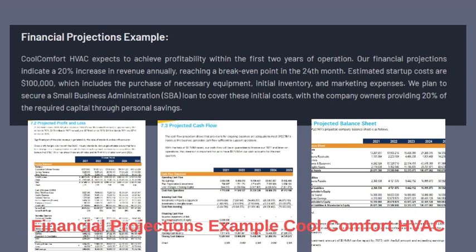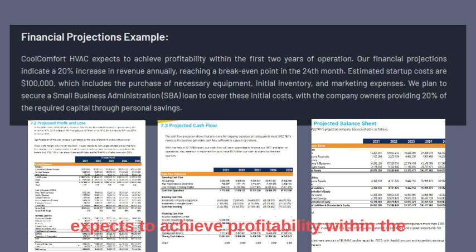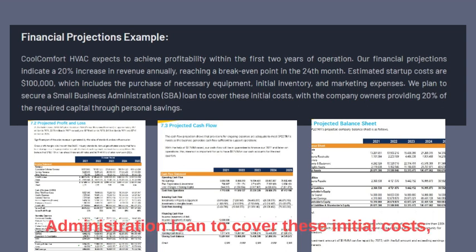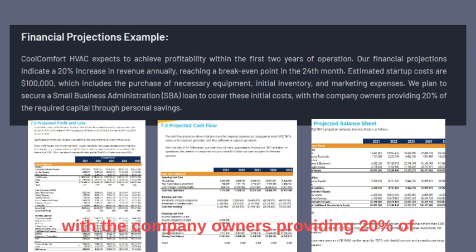Financial projections example. Cool Comfort HVAC expects to achieve profitability within the first 2 years of operation. Our financial projections indicate a 20% increase in revenue annually, reaching a break-even point in the 24th month. Estimated startup costs are $100,000, which includes the purchase of necessary equipment, initial inventory, and marketing expenses. We plan to secure a Small Business Administration (SBA) loan to cover these initial costs, with the company owners providing 20% of the required capital through personal savings.